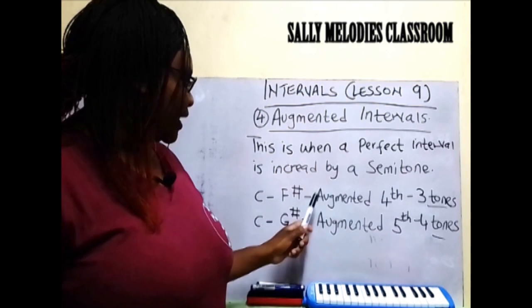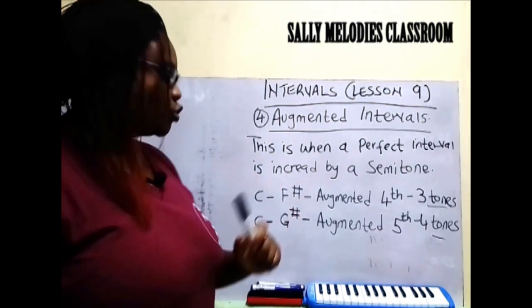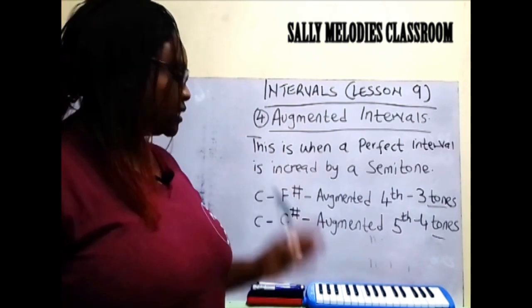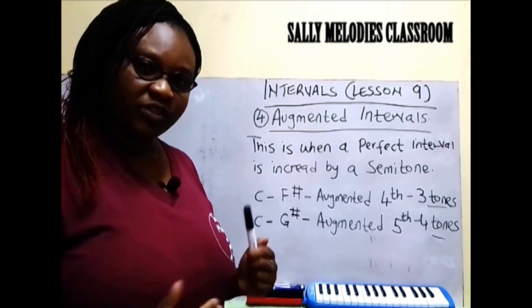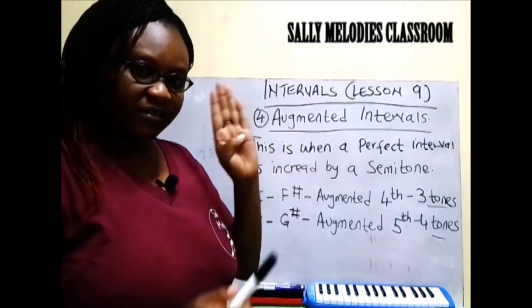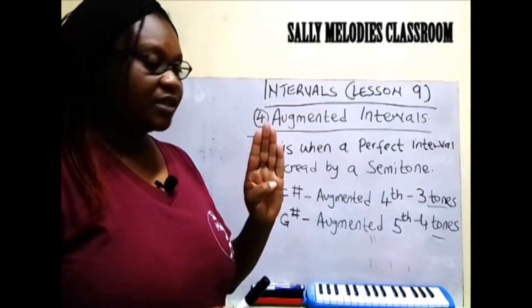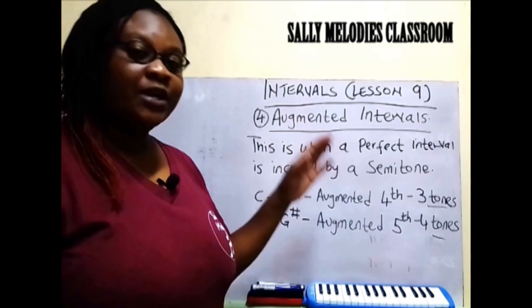So here we have C to F. Remember, C to F is a fourth. You just count C, D, E, F, a fourth. It's a fourth. But now, what kind of a fourth? We are looking at the qualities.